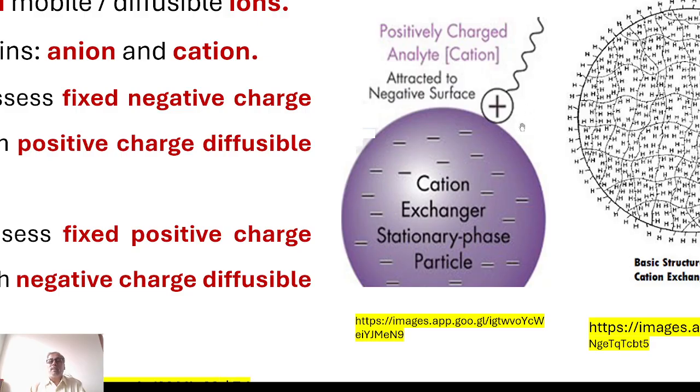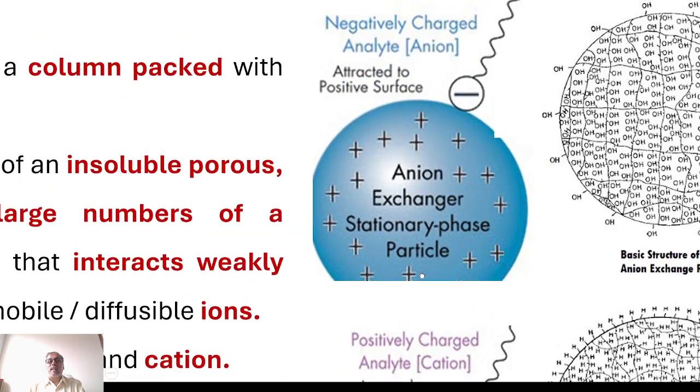So here the weight of the sample cations may be 10 kilodalton or 20 kilodalton, or it may be just 15 dalton. So weight doesn't matter. Positively charged cations will get purified, will get separated if you use cation exchanger. Negatively charged anions will get separated if you use anion exchanger.